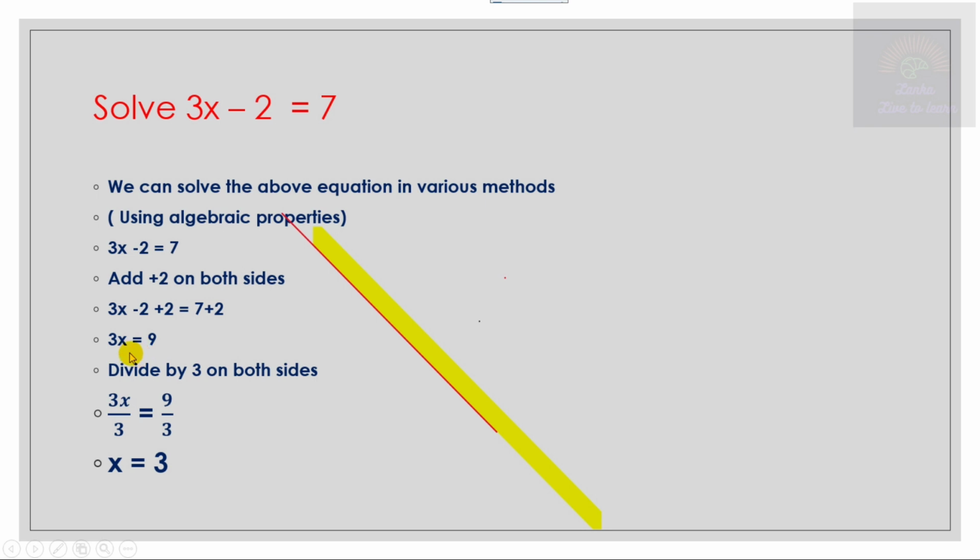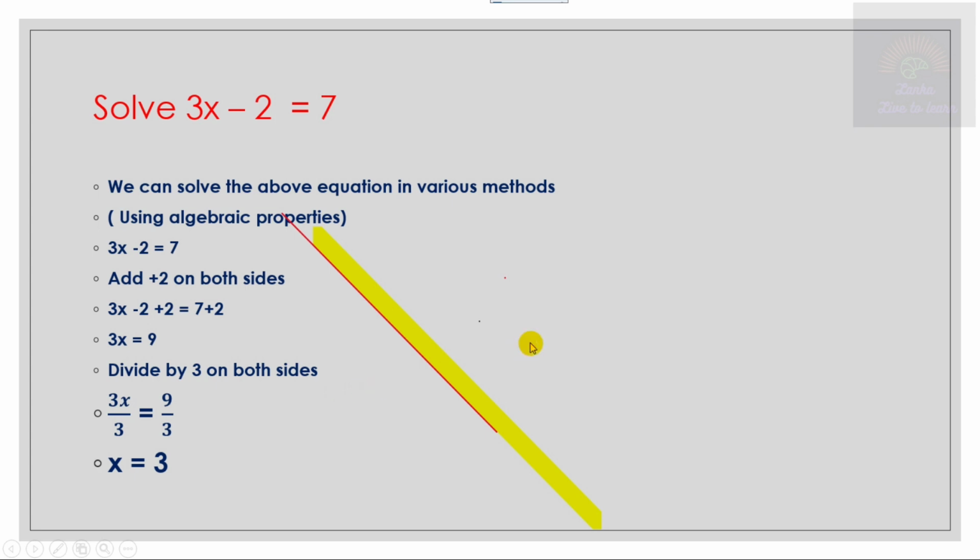7 plus 2 is 9. Here once again we have to isolate x, but its coefficient is 3. So we have to remove this 3 by dividing by 3 on either side, 3x by 3 and 9 by 3. 3 will get cancelled, x is equal to 3. In this way, we'll do the solution.